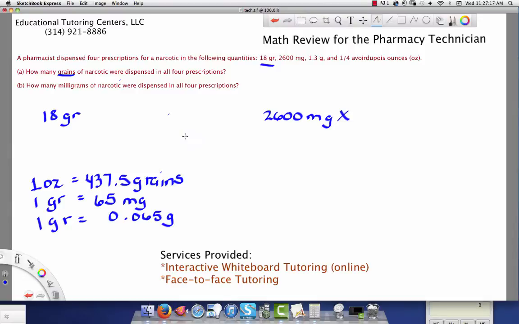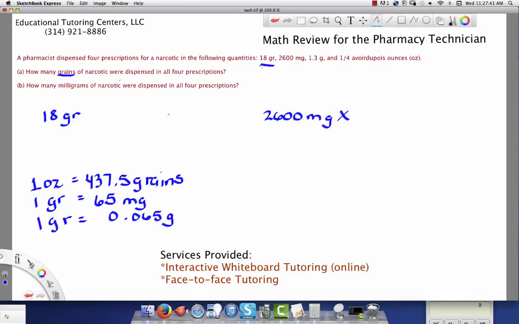This one says a pharmacy dispensed 4 prescriptions for a narcotic in the quantities of 18 grains, 2,600 milligrams, 1.3 grams, and 1/4 avoirdupois ounces. And the first part says how many grains of narcotics were dispensed in all 4 prescriptions.